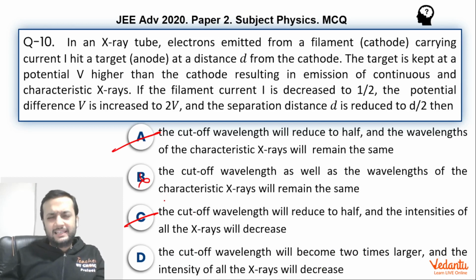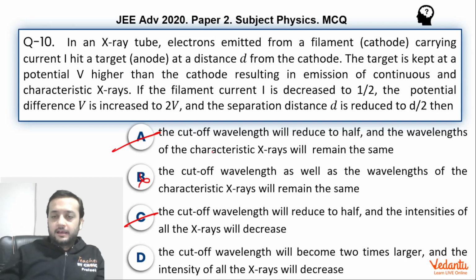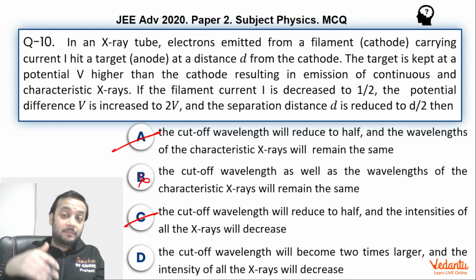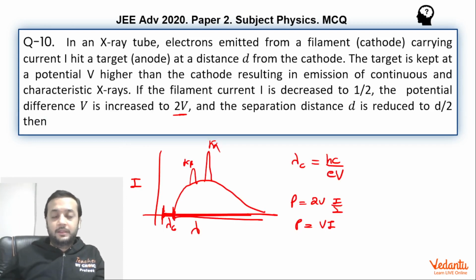Why did I say that there is a very minuscule, infinitesimally small amount of ambiguity? The reason is that some students thought that if we are decreasing the lambda cutoff, then there might be some characteristic X-rays which were not emitted before, and they might start getting emitted. For example, suppose the K beta series was not getting emitted before, and suppose this was the lambda cutoff initially. Now if we decrease lambda cutoff, then it might happen that this wavelength starts getting emitted. So in that case, this definitely can be a possibility.